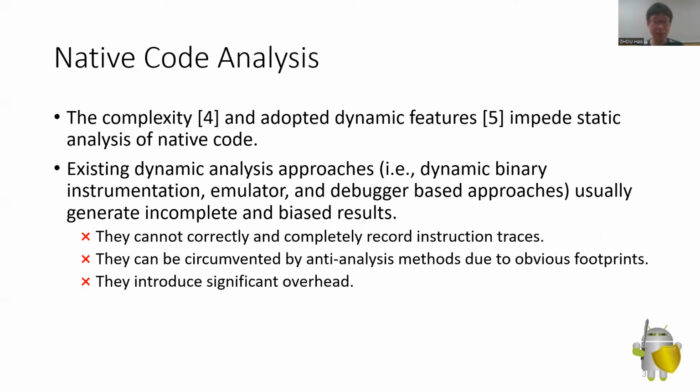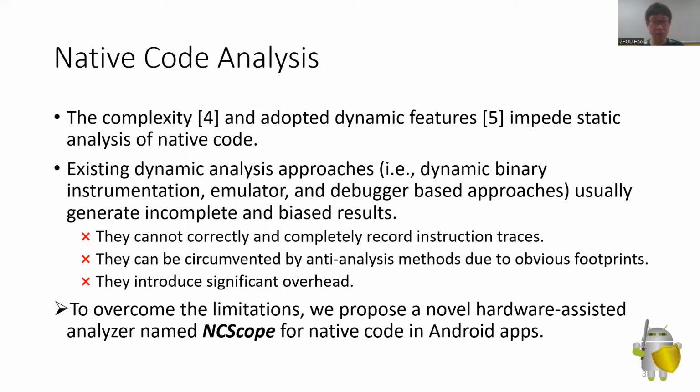The existing approaches usually introduce significant overhead, which leads to biased profiling results. For instance, dynamic binary instrumentation and emulator-based tools cost more than 10 times slowdown. Such a slowdown has been exploited by malware to detect these tools through timing checks. To overcome these limitations, we propose a novel hardware-assisted analyzer named NCScope for native code in Android apps, which outperforms existing approaches in terms of effectiveness, efficiency, evasion resilience, and overhead.